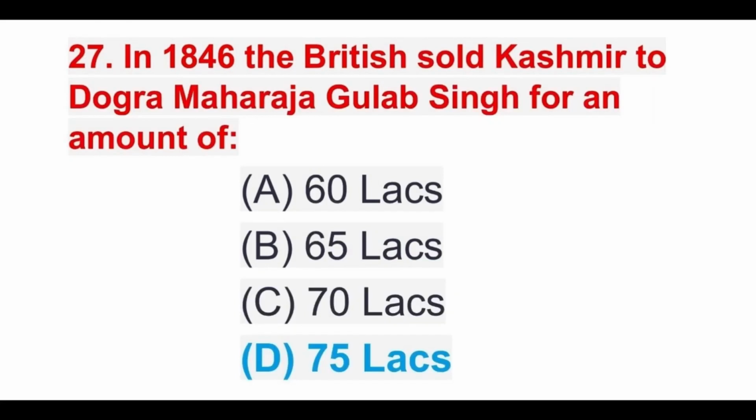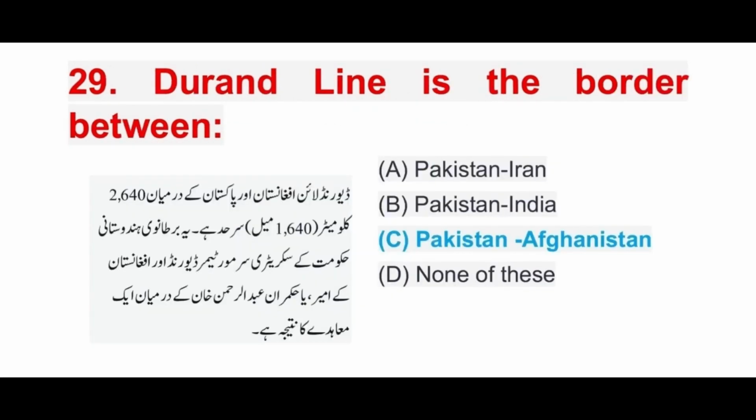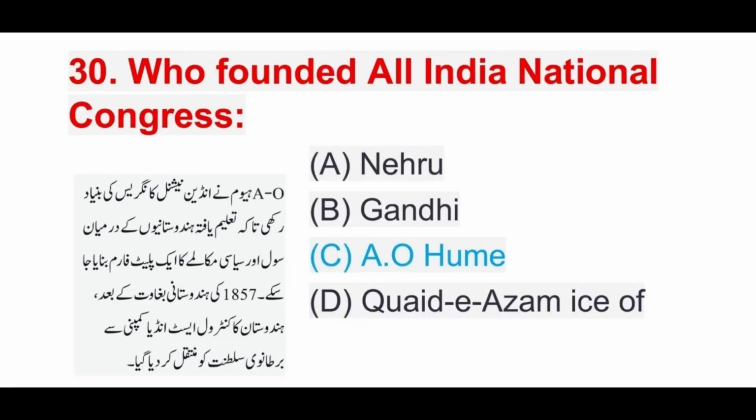Question number 27. In 1846 the British sold Kashmir to Dogra Maharaja Gulab Singh for an amount of. That answer is 75 lakhs. Question number 28. Give the meaning of the idiom breakout. That answer is occur suddenly. Question number 29. Durand line is the border between. That answer is Pakistan and Afghanistan.